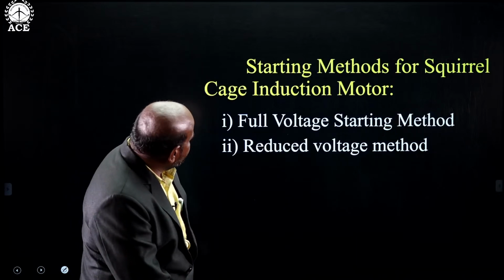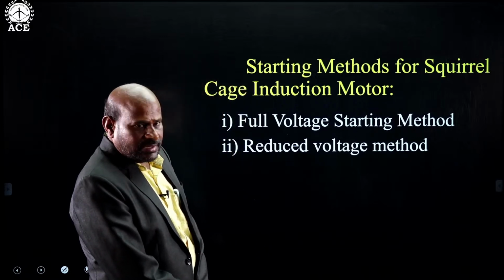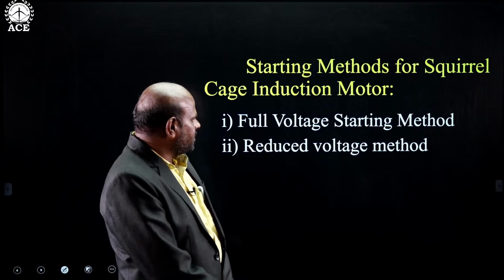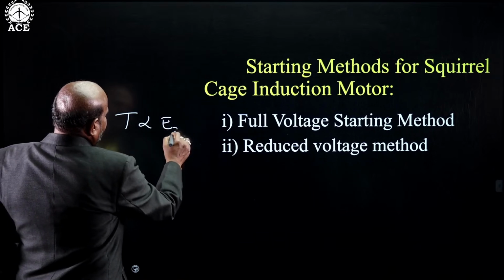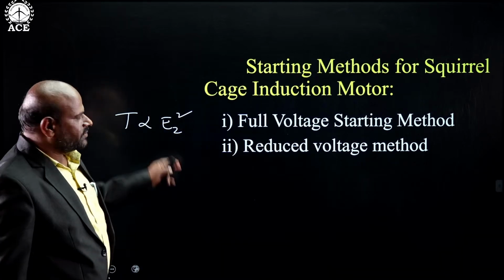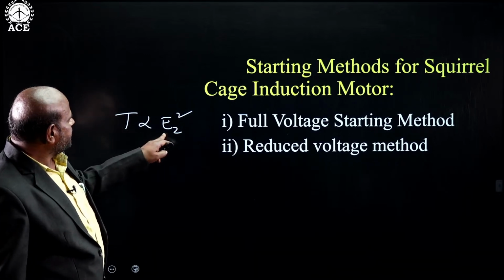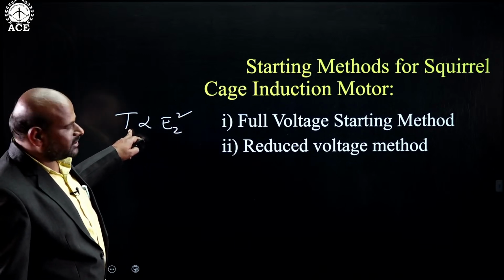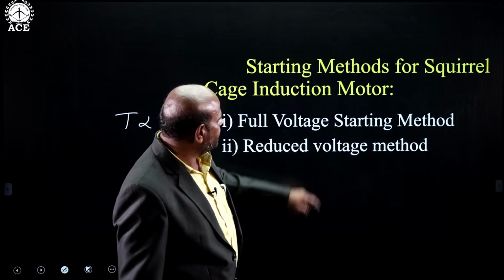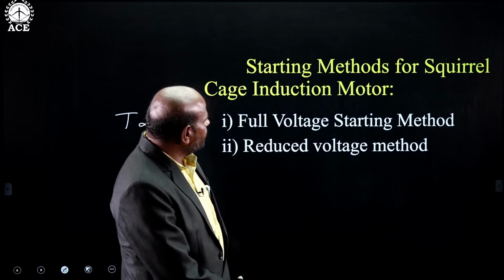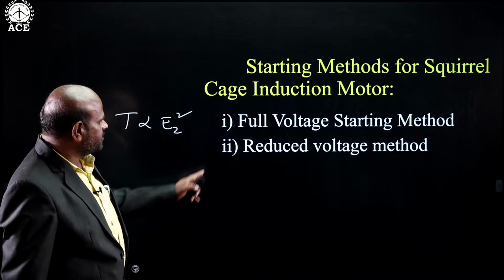So what are the starting methods for squirrel cage induction motor? Full voltage starting method and reduced voltage method. As we have seen, the torque is directly related to E2 square, the square of the applied voltage. As the voltage increases, the torque increases, and as the torque increases, the speed of the motor increases. If you apply full voltage, this is known as the full voltage starting method. If you reduce the voltage, there are certain techniques for reducing it.